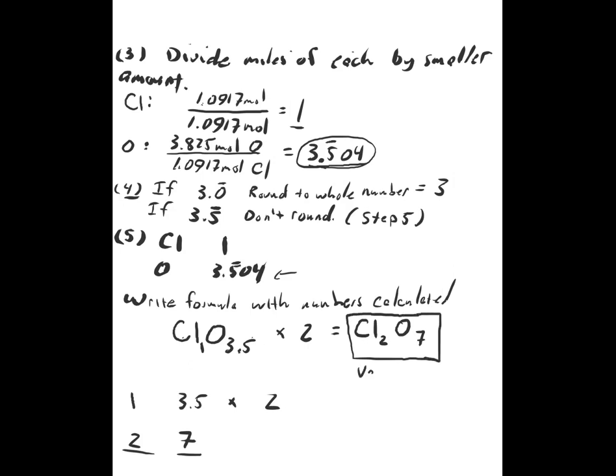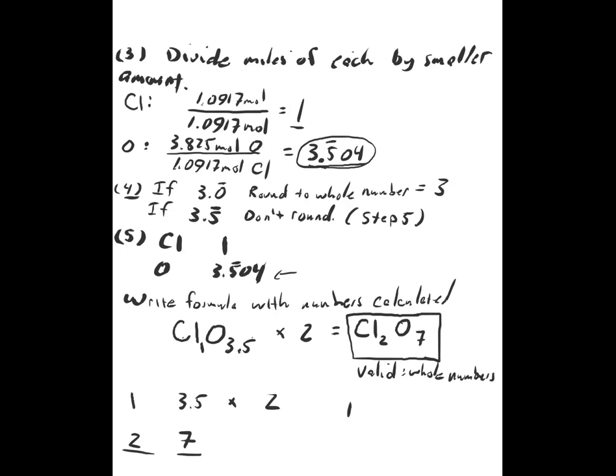This is good because we have whole numbers. Now you might say, well, wait a minute. If you're multiplying by 2, doesn't that change it? And the answer is yes, it changes it. However, the ratio of chlorine to oxygen is still the same. We haven't changed the ratio of those 2 elements.